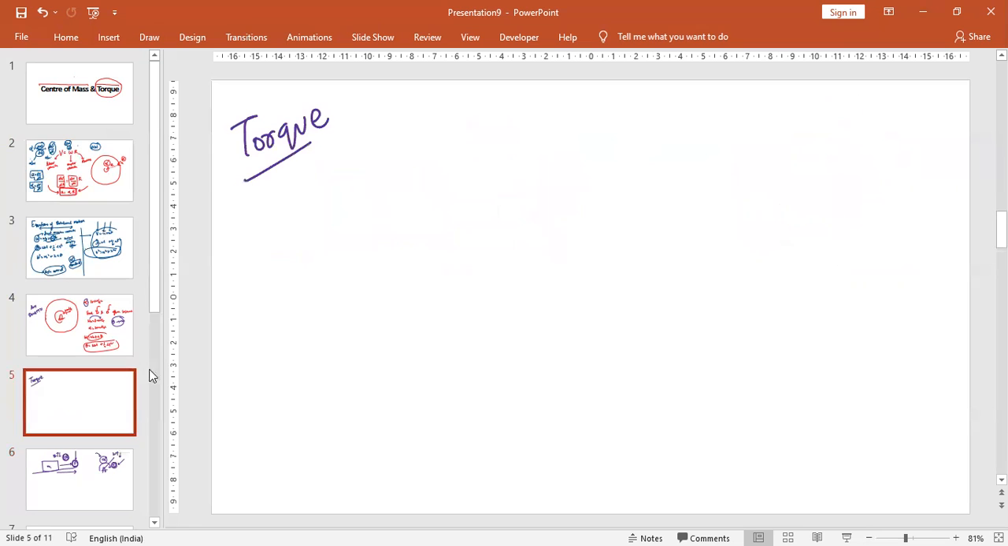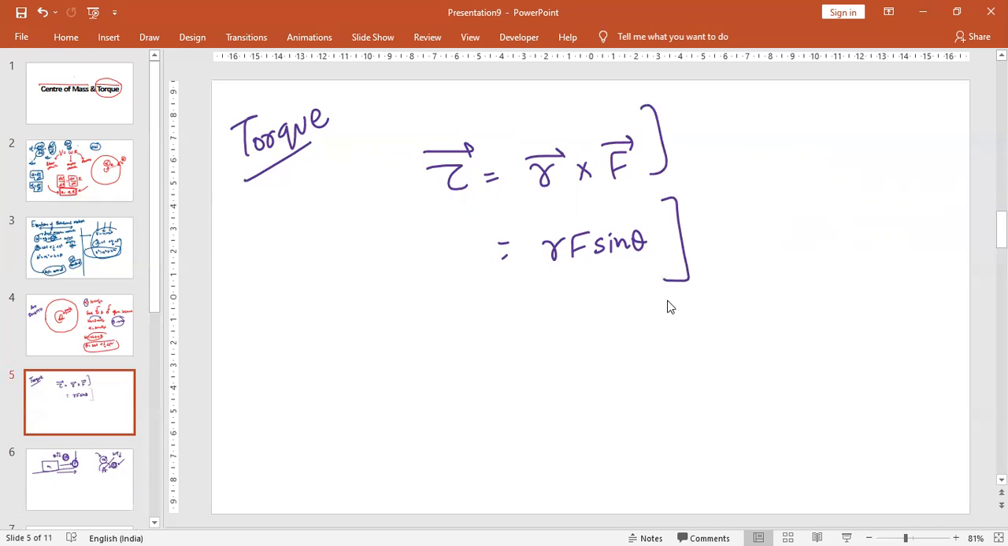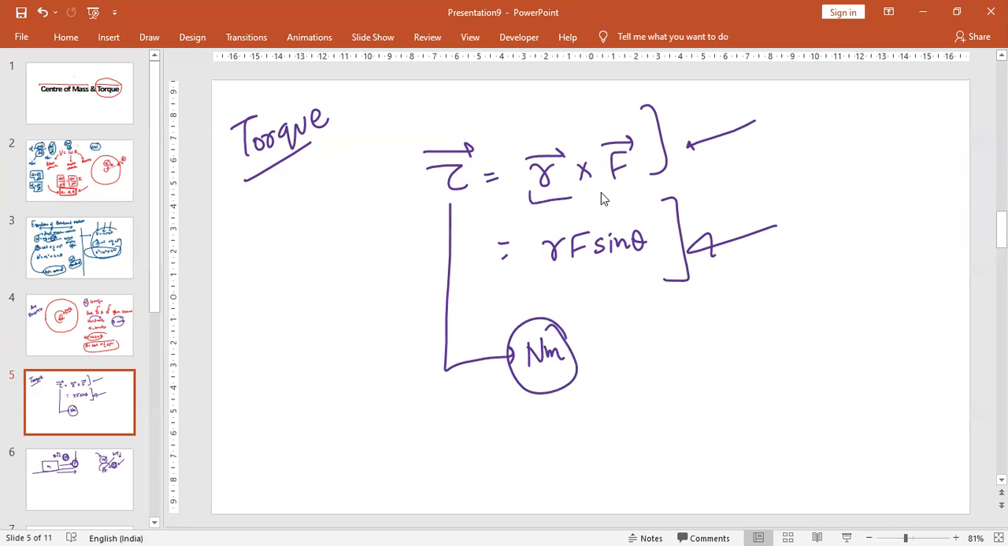So the formula for torque is, torque is basically R cross F, or we can write R F sine theta. Now I'll tell you how to use both of these formulas, but the unit of torque will be Newton meter. And the formula for torque is R cross F. You can also use the below formula, R F sine theta. I'll explain what is the meaning of R, what is the meaning of F, and what is the meaning of theta. So please write down both these formulas, then I'll come to how to use them.